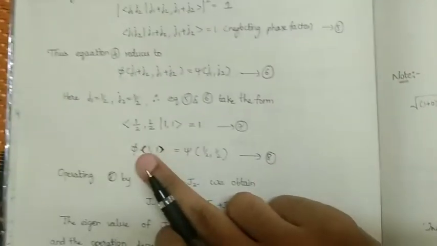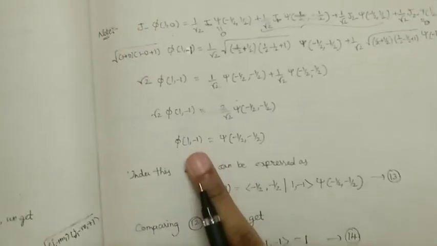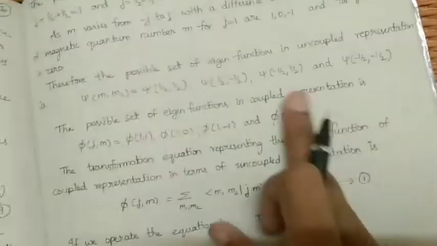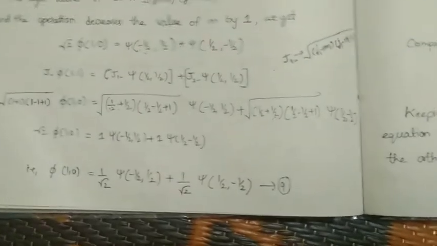Already we have phi of 1 comma 1, phi of 1 comma 0, and phi of 1 comma minus 1. So the only term missing from all the possible combinations is phi of 0 comma 0. So we have got all these three combinations, and this one is missing. So they are considering orthonormality.